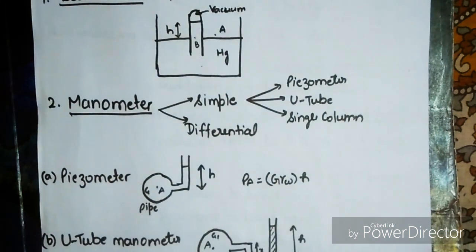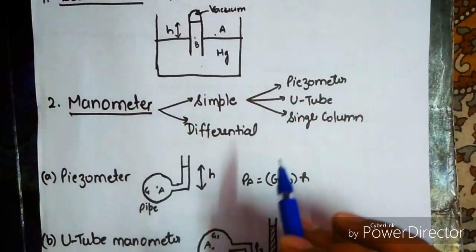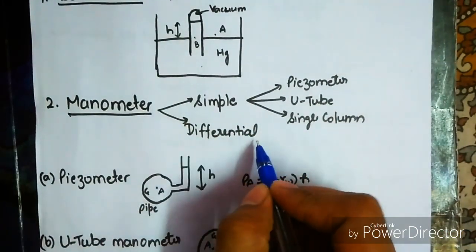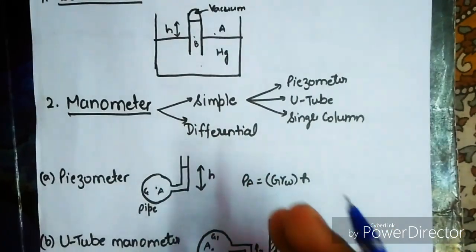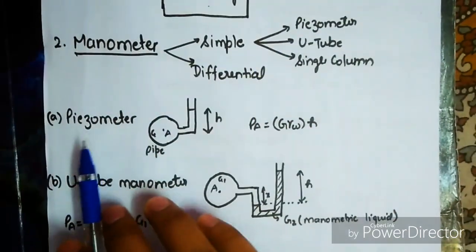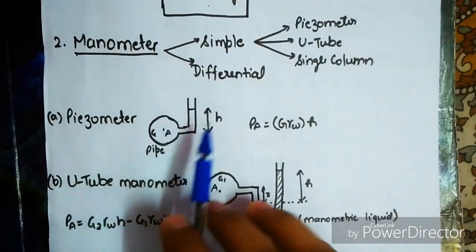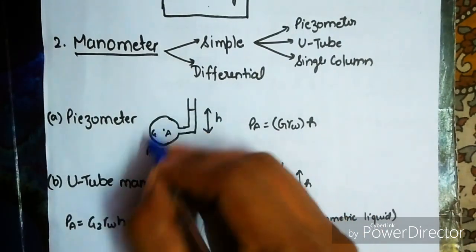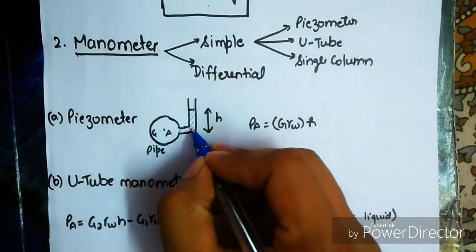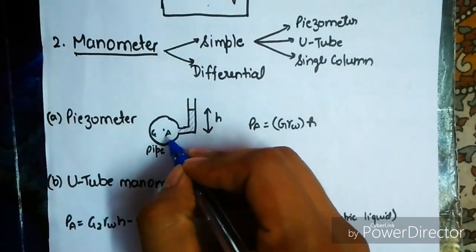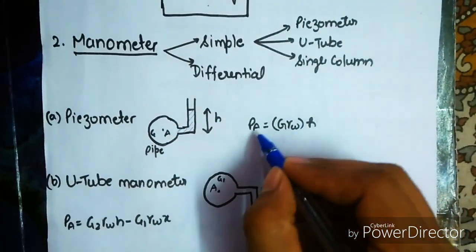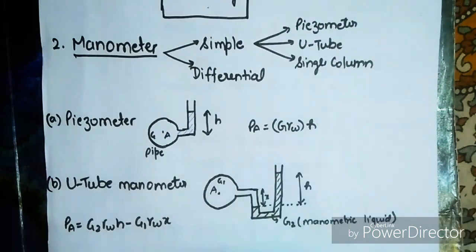There are two types of manometer, either simple or differential manometer. Simple manometer is of three types: piezometer, U-tube and single column, while the differential manometer is used to find out the difference between the pressure of 2 points. Okay, in simple manometer the first type is the piezometer. A piezometer is just attached to the pipeline like this. The same liquid is rising as it is flowing in the pipe. We find out this h, and pressure is determined as gamma W into h.